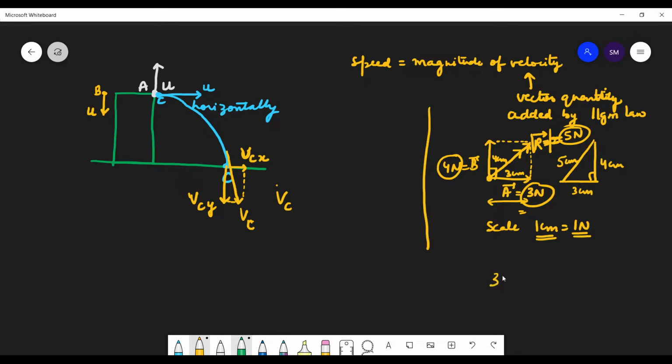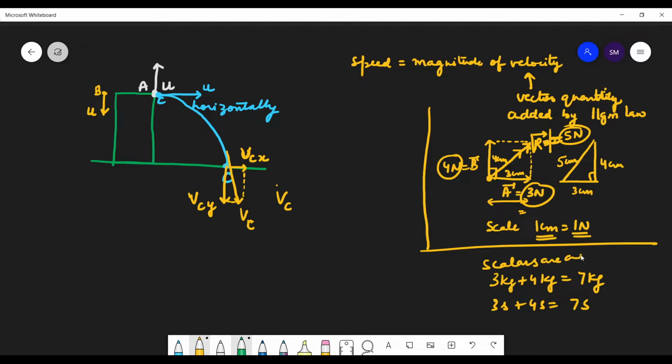If you are adding simply masses like 3 kg plus 4 kg, you get a resultant 7 kg. 3 second plus 4 second is equal to 7 second. This is how scalars are added, because they have only magnitude. So we can add them by simple algebra. But to add, multiply or subtract vectors, we have vector algebra. So there are different rules to add and multiply vectors.